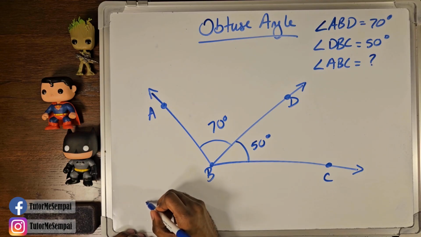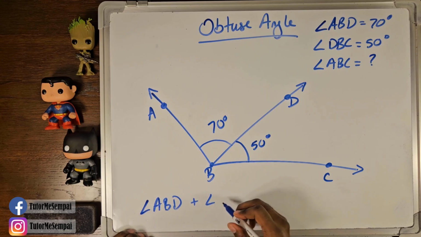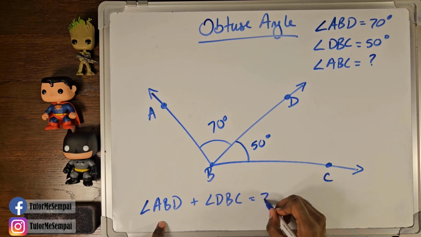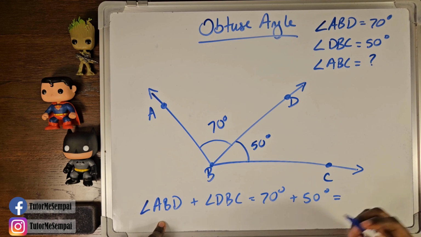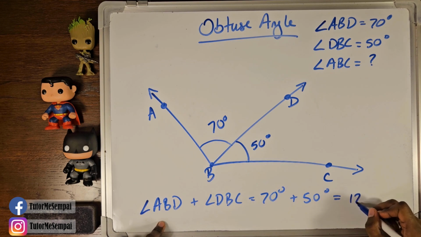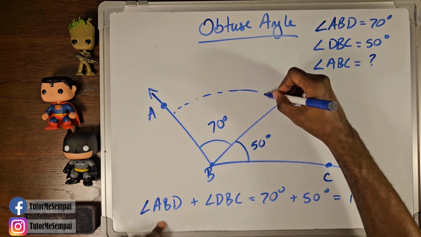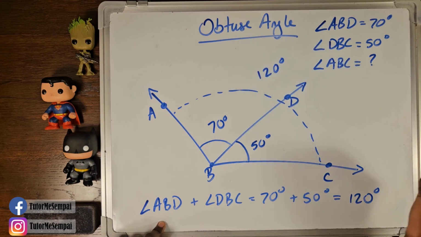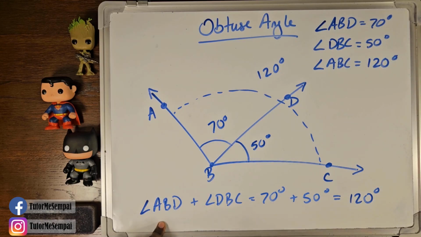So we're going to try to find what angle ABD plus angle DBC equal when we have 70 degrees plus 50 degrees. What do you get when you add 70 degrees plus 50 degrees? You get 120 degrees. That means this entire angle here, so if I was to draw one big angle, the obtuse angle, is going to be 120 degrees. Angle ABC is 120 degrees.